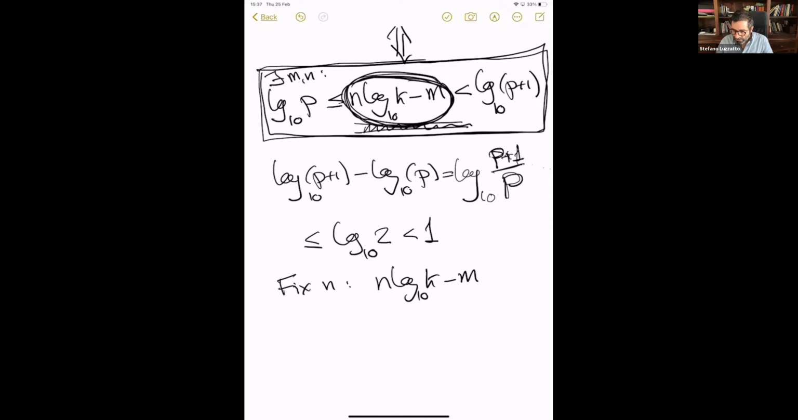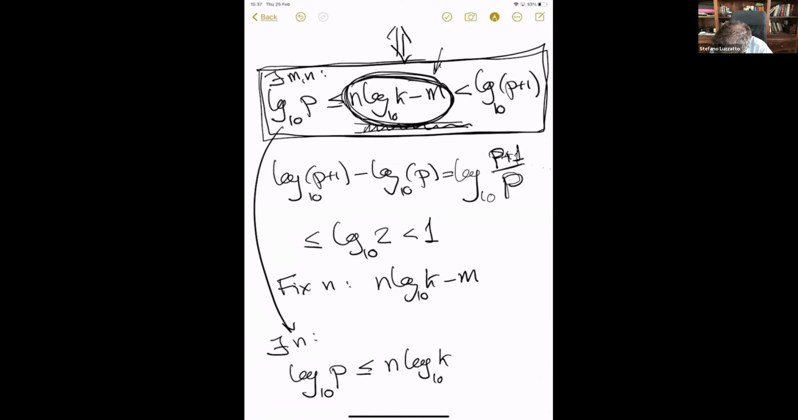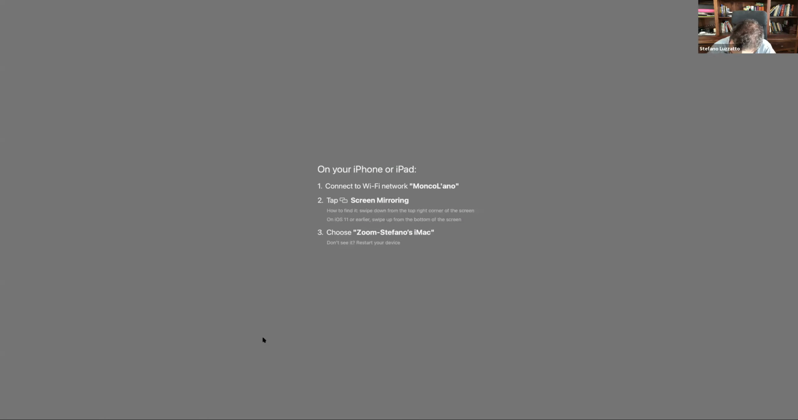Clearly, what this means is the same thing as saying there exists n such that log base 10 of p is less than or equal to n log base 10 of k mod 1, which is less than or equal to log base 10 of p plus 1. These two things are equivalent.